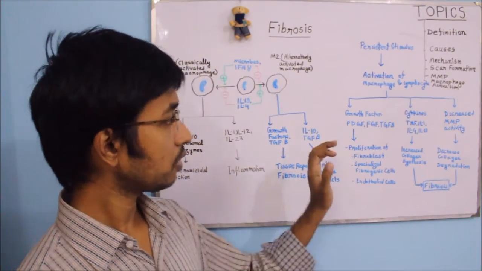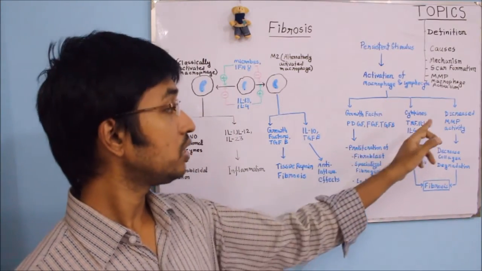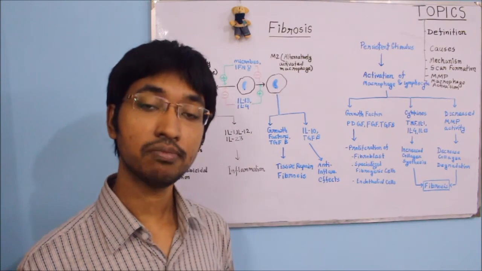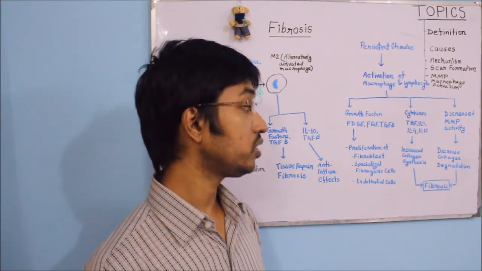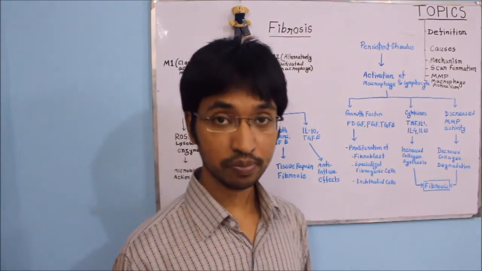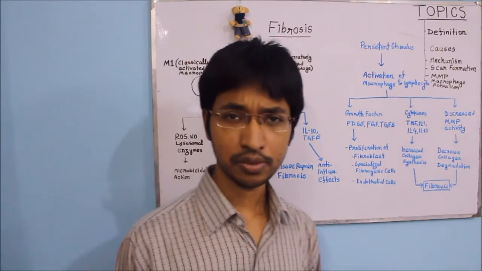At the same time, another outcome of macrophage and lymphocyte activation will be decreased MMP activity. So the matrix metalloproteinase activity will be reduced, and that will result in decreased collagen degradation. And all these things will result in fibrosis.